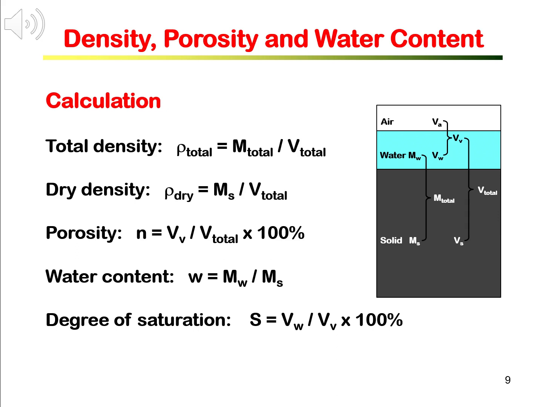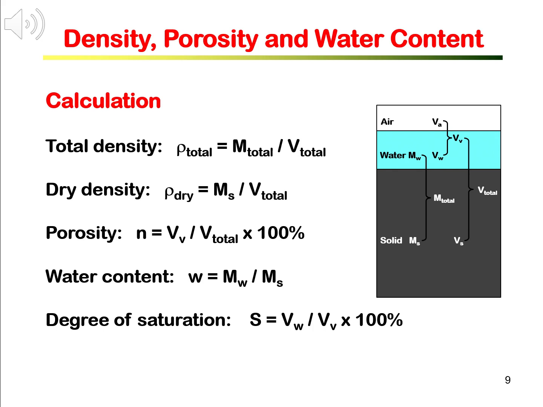We can calculate density, porosity, and water content related physical quantities. Equations are shown here. For example, total density of saturated or wet samples is given by the total mass divided by the total volume of the rock sample. Dry density is the dry mass divided by the total volume.